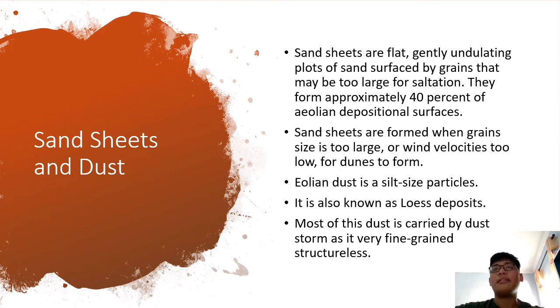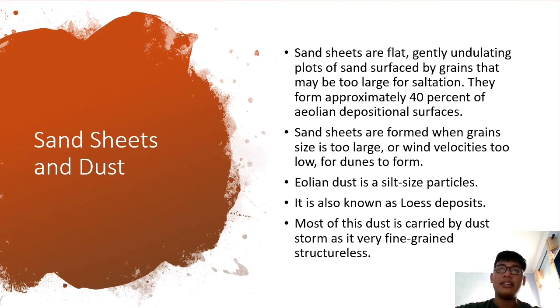Sand sheets are flat, gently undulating plots of sand, surfaced by grains that may be too large for saltation. They form approximately 40% of Aeolian depositional surfaces. Sand sheets are formed when grains are too large or wind velocities are too low for dunes to form.